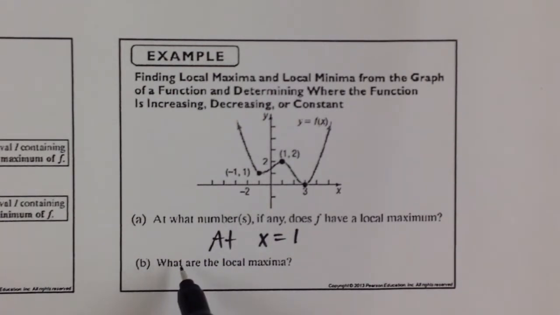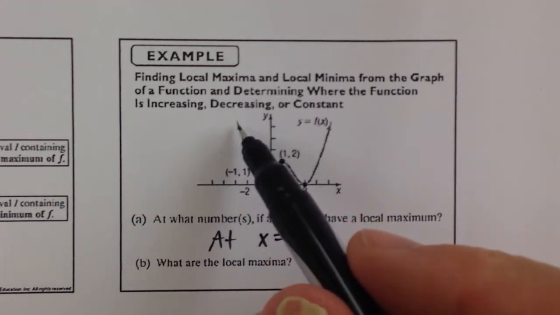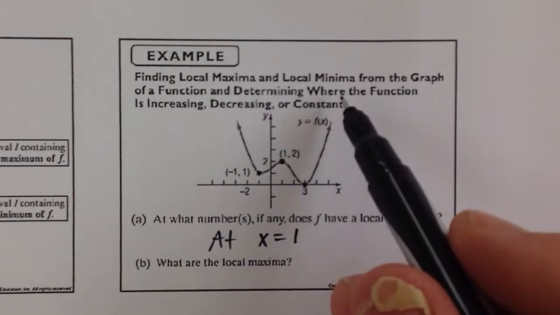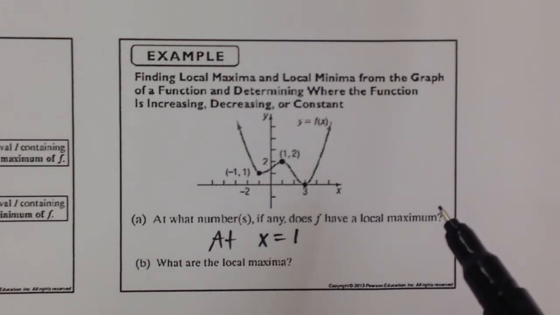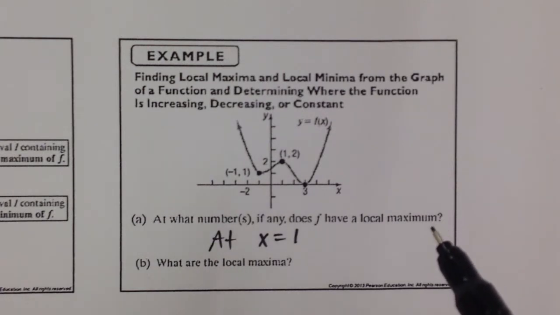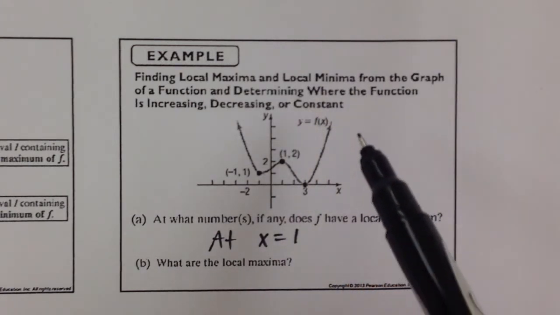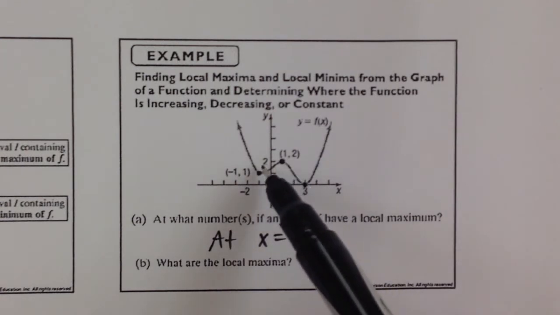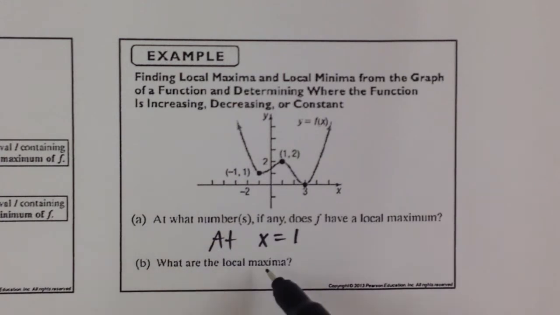And then for part B, what are the local maxima? Well, notice these arrows here. The arrows mean that it goes up and up forever, and we would not say that the maximum value is infinity, because infinity is a concept. Infinity is something that keeps going. We use infinity to indicate that it's just going to keep getting higher and higher. So that would have no maximum value besides right here, because that's the only high point that is actually a real number.